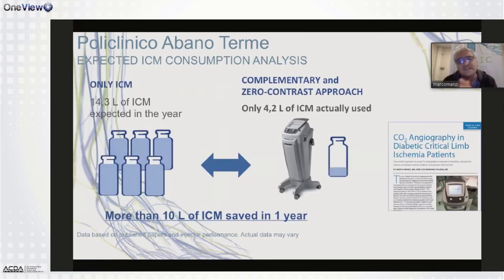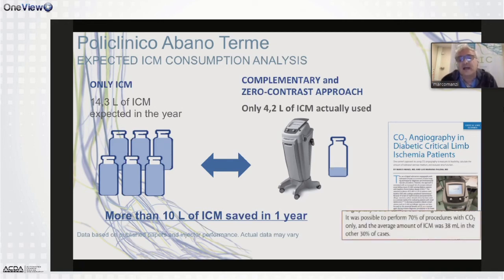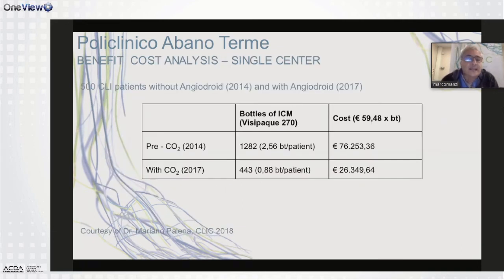The conclusion of this attempt to standardize the procedure was, of course, a huge saving in the use of contrast medium. You can see we saved more than 10 liters in 1 year, so we reduced not only the money cost of contrast medium, which is actually very cheap, but the biological cost, with a reduction of acute kidney injuries and above all chronic kidney injuries that lead to dialysis. You can see here a cost-benefit analysis. It was possible to save almost 26,000 euro in 1 year, in 2017, just by using CO2.